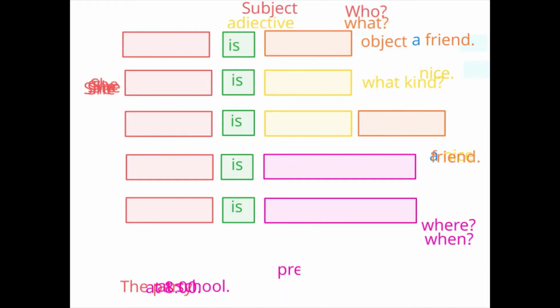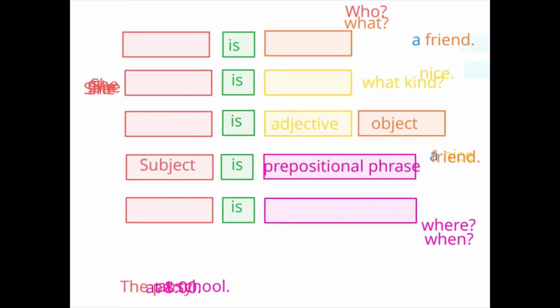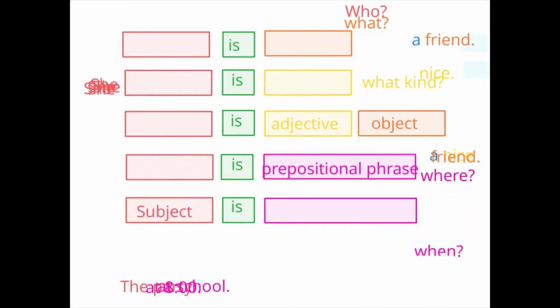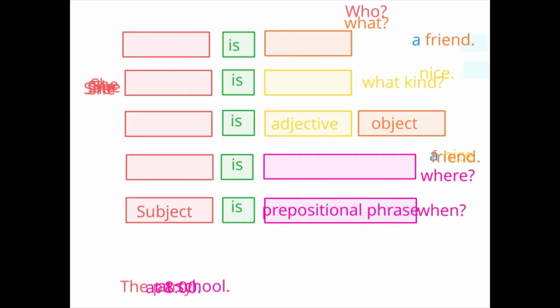Today we are going to learn a new type of sentence, but first let's look back at the 5 types of sentences that we have already done. First, we talked about a subject is an object. Then we talked about a subject is an adjective. Then we talked about a subject is an adjective object. And then we had a subject is a prepositional phrase that answers the question where, and then a subject is a prepositional phrase that answers the question when.